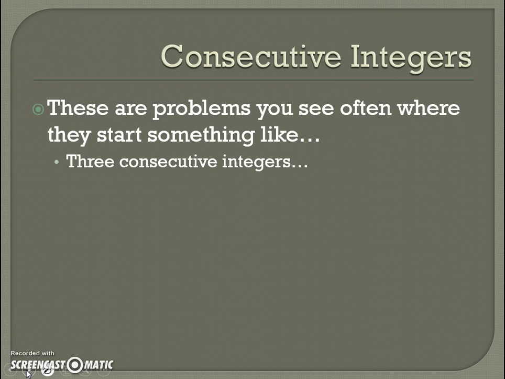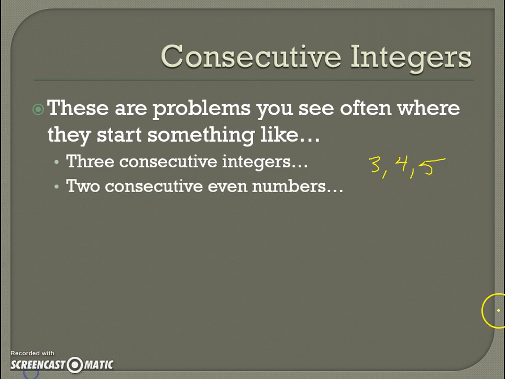A lot of times you'll see it start, it'll say something like 3 consecutive integers. And what that means, the word consecutive, hopefully you know what it means, but just to be clear, would be like 3, 4 and 5. Those are 3 consecutive integers, so integers that go in a row. You might also see something like 2 consecutive even numbers. Hopefully you know your even numbers. That would be something like 12 and then 14.